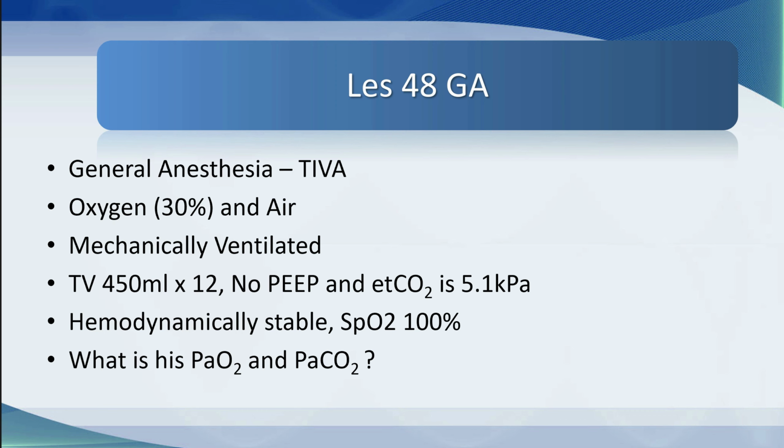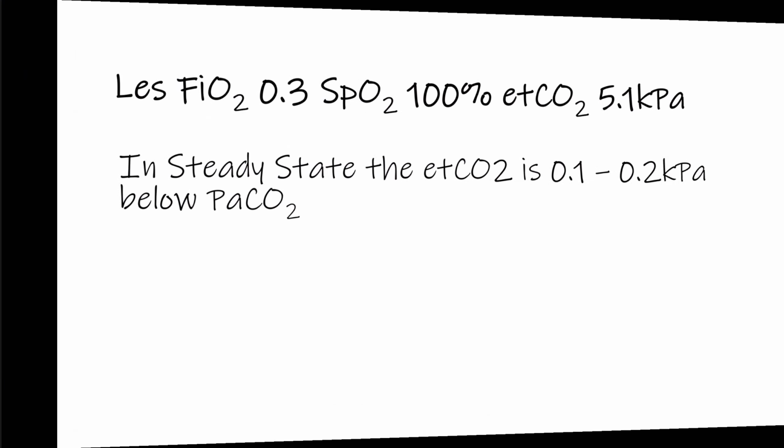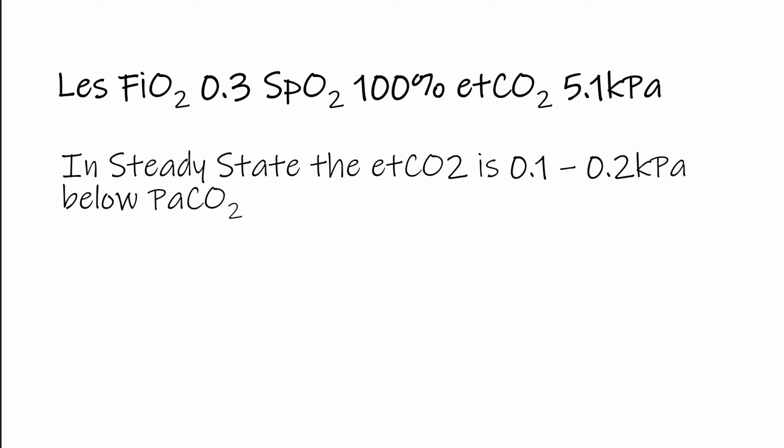Someone suggests to you that you might do a blood gas, but you say, no, I don't need to do a blood gas here because I can be pretty sure I know what the PaO2 and PaCO2 are. So we know that Les is on 30% oxygen, the saturation is 100%, and his end tidal is 5.1, and in steady state the end tidal CO2 is 0.1 to 0.2 kPa below the partial pressure of CO2. That means that his partial pressure of CO2 in arterial blood is 5.2 or 5.3 kilopascals. Very small margin of error here.